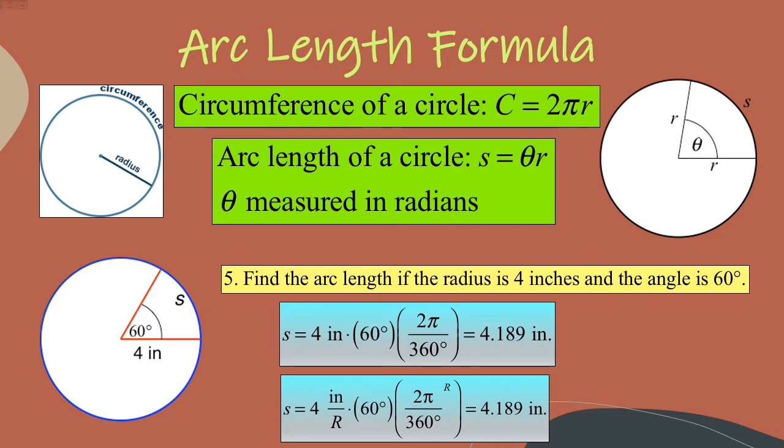In this case, notice that our central angle 60 degrees is just slightly larger than 57 degrees, which is approximately 1 radian. So in this case, we would expect that S, our arc length, would be slightly greater than the radius. And 4.189 is slightly larger than 4.